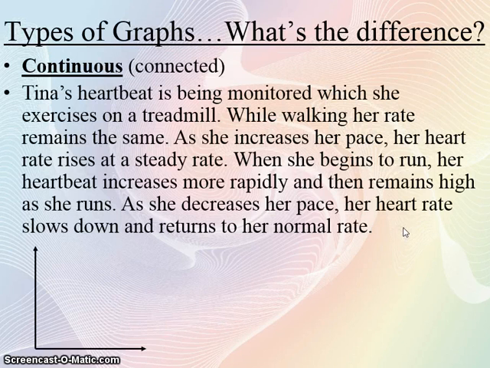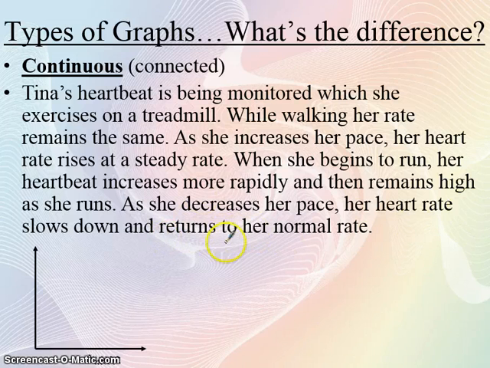Now, the other type of graph is continuous. So here's a situation that would have a continuous or connected graph. Tina's heartbeat is being monitored while she exercises on a treadmill. While walking, her rate remains the same. As she increases her pace, her heart rate rises at a steady rate. When she begins to run, her heartbeat increases more rapidly and then remains high as she runs. As she decreases her pace, her heart rate slows down and returns to normal.